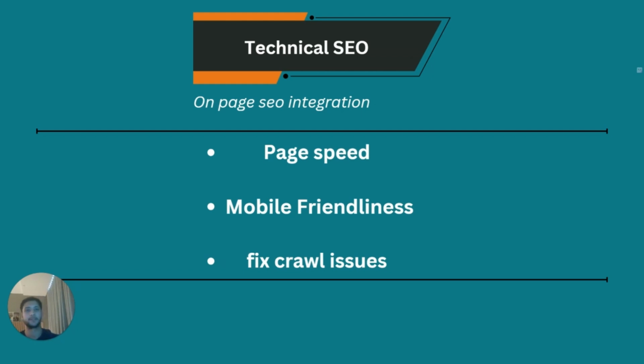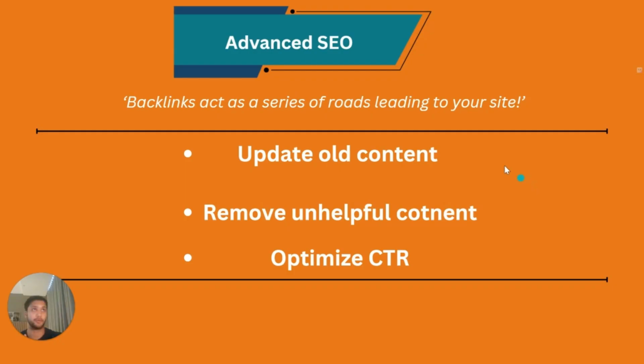Now, if you have followed all the steps so far, you're definitely on the right track and you're ready to move on to the advanced SEO step. Now, this is just an advanced SEO checklist. Here are some things to take into account. This is a continuous SEO cycle that you will follow. Updating old content, removing unhelpful content.